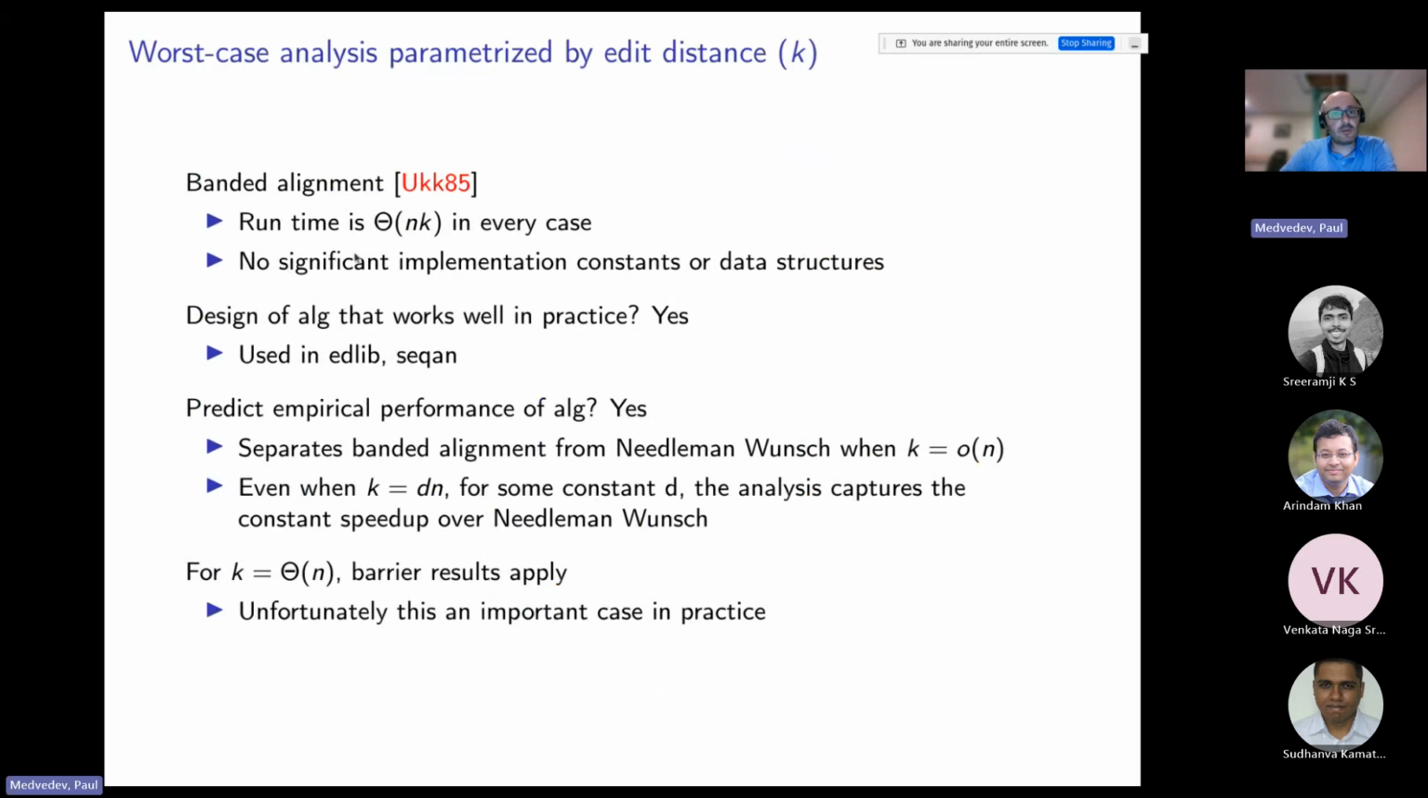You also get an algorithm that takes advantage of sequences that have a small edit distance. So Needleman-Wunsch would always go n squared, even if the two sequences are identical. Whereas banded alignment, if the two sequences are identical, would find it in linear time. Both in practice, the implementation works very fast, and the theoretical analysis gives us that.